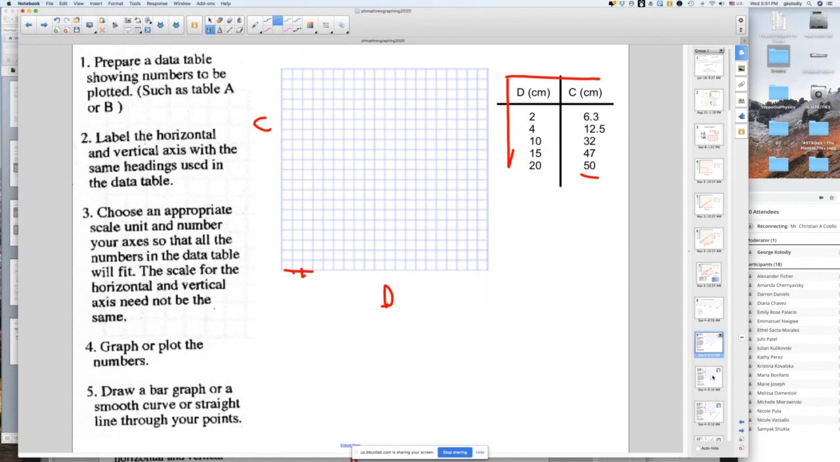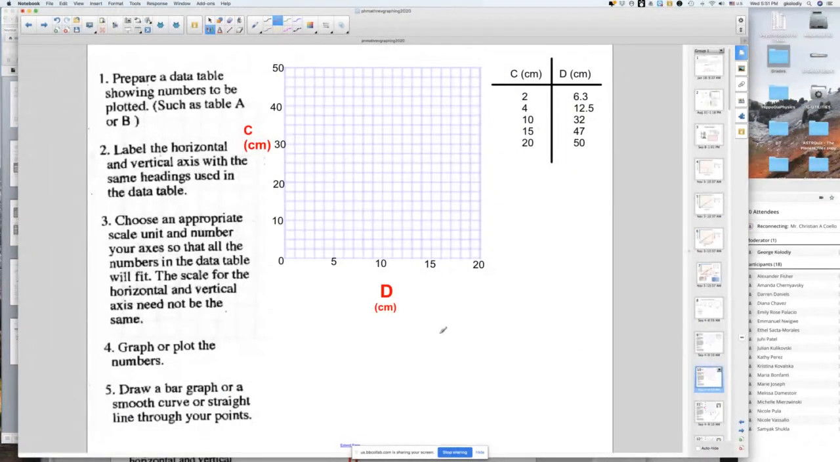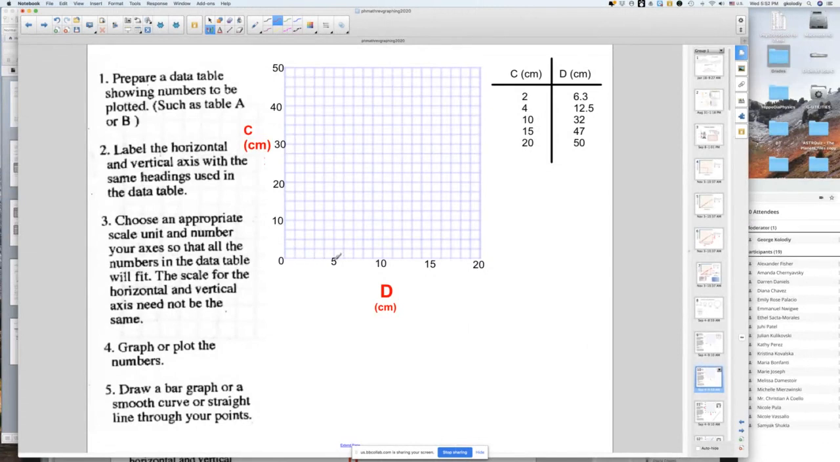So here it is. Here's the scale. I went by 1, 2, 3, 4, 5. Each box is 1. This way I went 1, 2, 3, 4. Each 4 boxes is 10. All right. And that fits all the points here, up to 50, up to 20. Exactly.